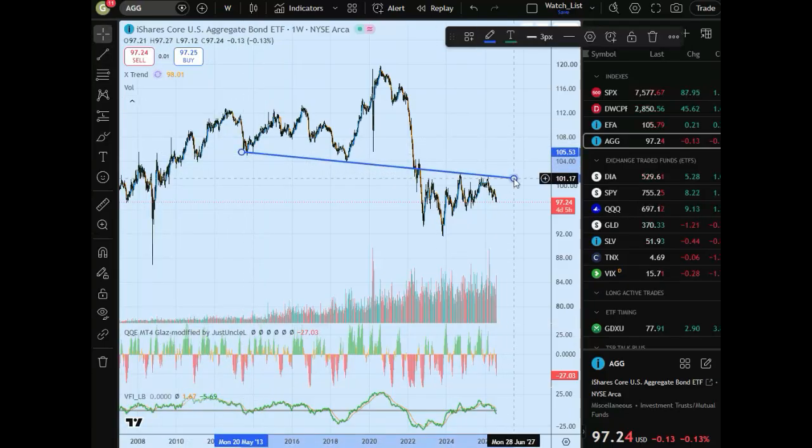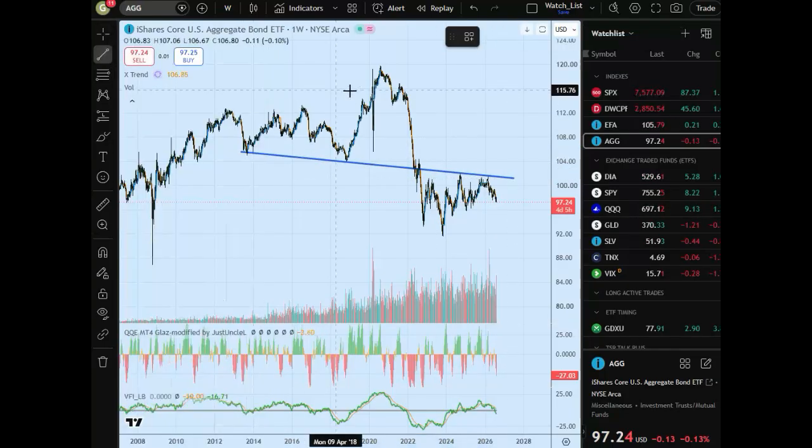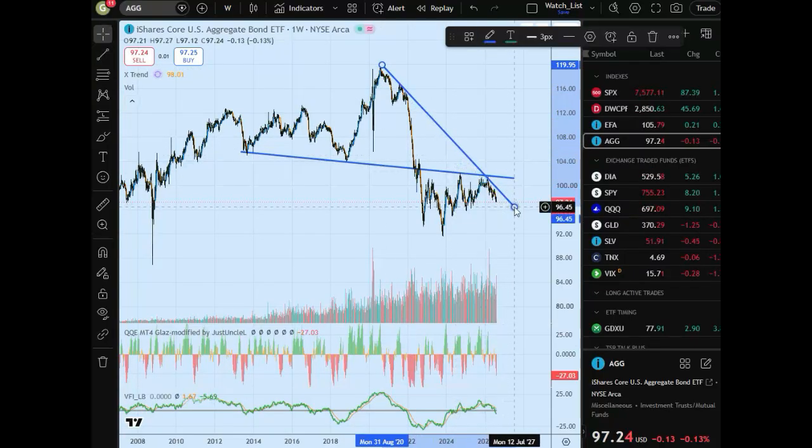Using a weekly unadjusted chart, you can see that AGG has been in a persistent downtrend for the past 5 years. Connecting the lows of 2013 and 2019 and projecting that trend line forward, along with connecting the highs of 2021 and 2026, reveals a confluence of resistance. That suggests AGG could very well decline from current levels.